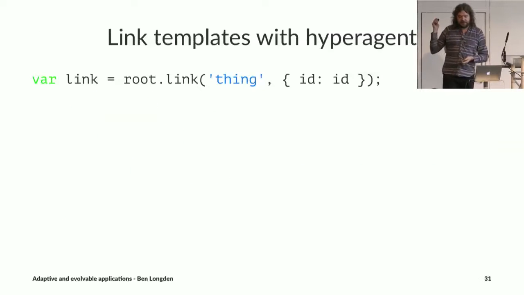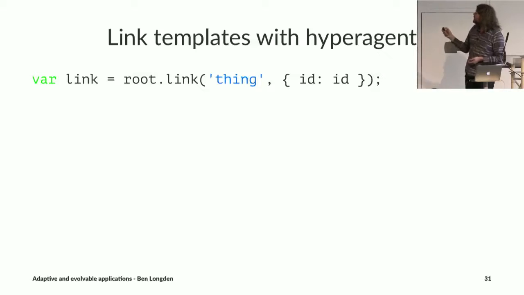In hyperagent, it looks a bit like this. So I can generate that same link, rather than just constructing it myself. I can generate that link just by calling root link, the thing, templated link title, and pass in the value I want to substitute in.